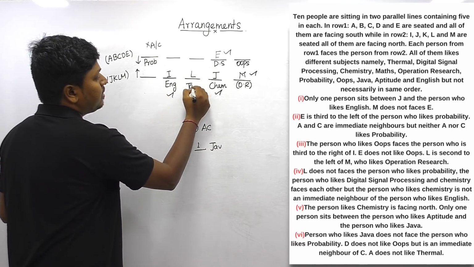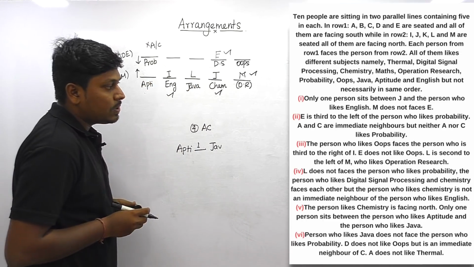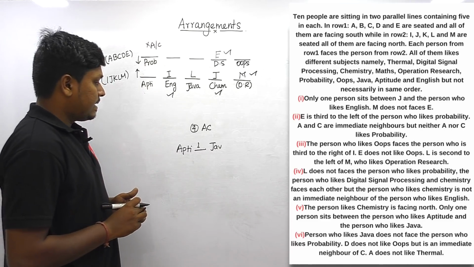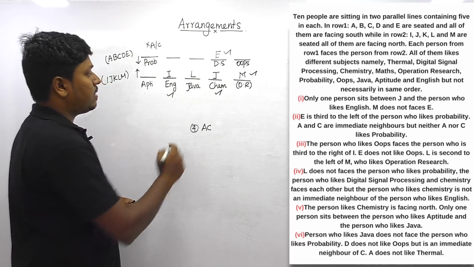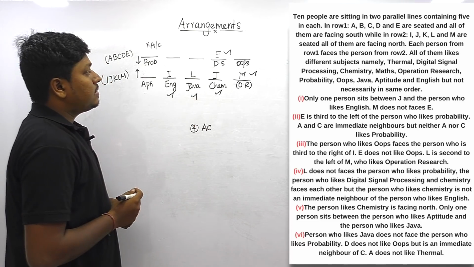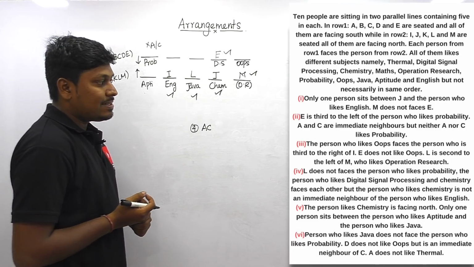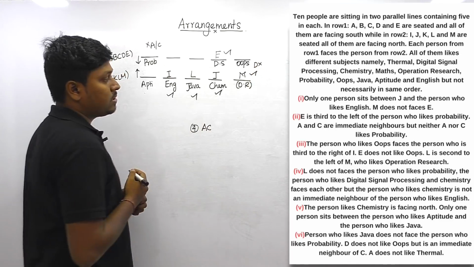So let me do one thing. We can fix Java here and we can fix aptitude here, because they have clearly told that the person who likes Java does not face the person who likes probability. Okay, we can rub this also. So finally we found L Java now. Still there are lots of letters remaining. Okay, friends, next is D does not like OOPS. So the letter D does not like OOPS.